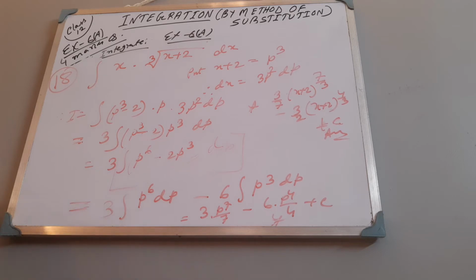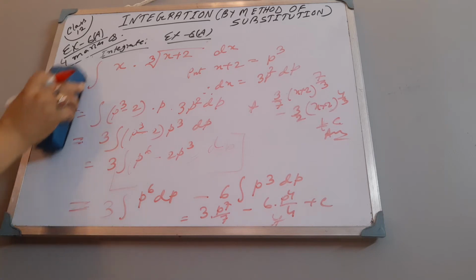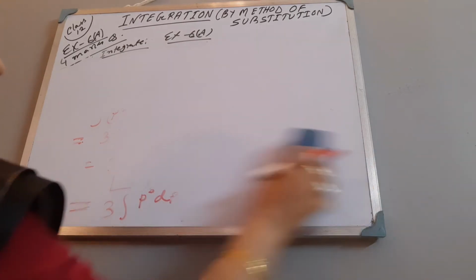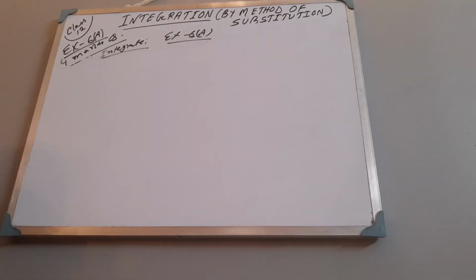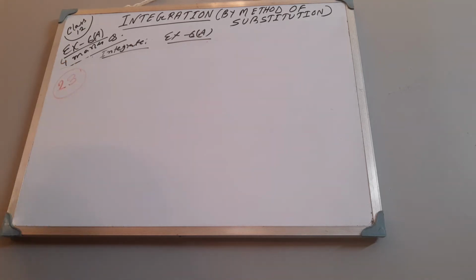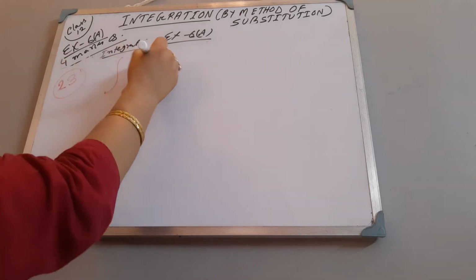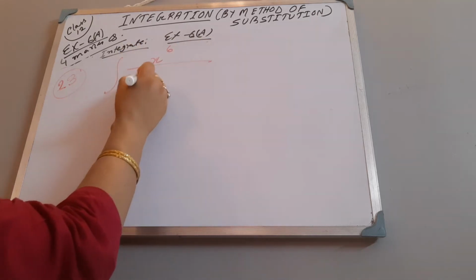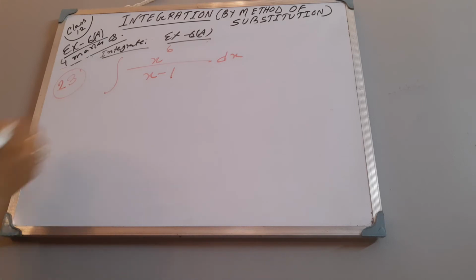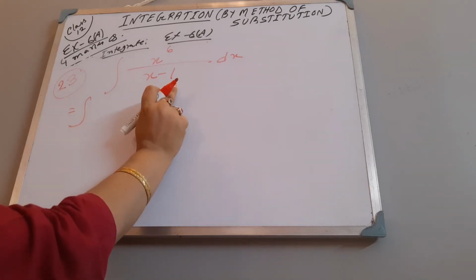Okay, next sum number 23. Integral x to the power 6 by x minus 1 dx. So what we will do? X to the power 6 is there, and here it is x minus 1.